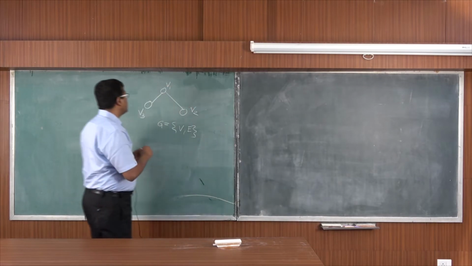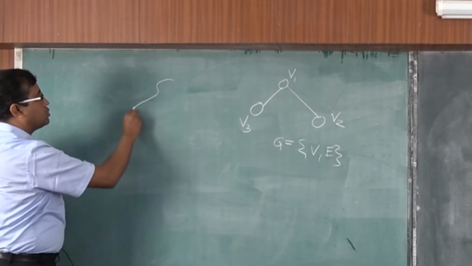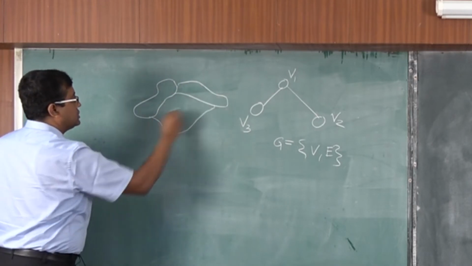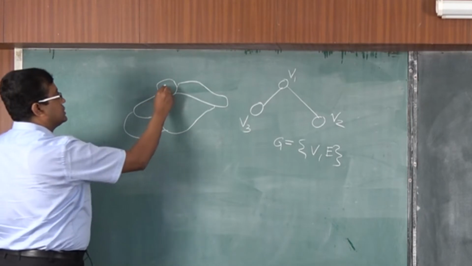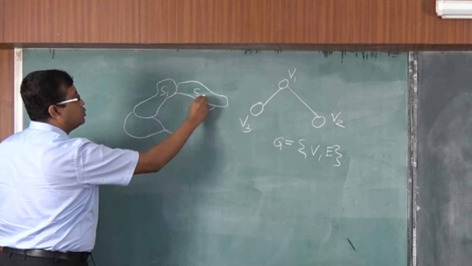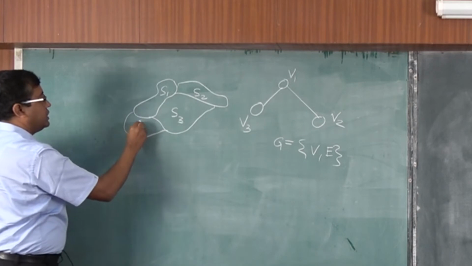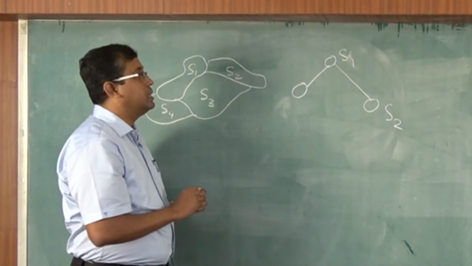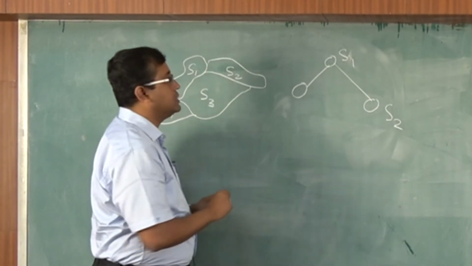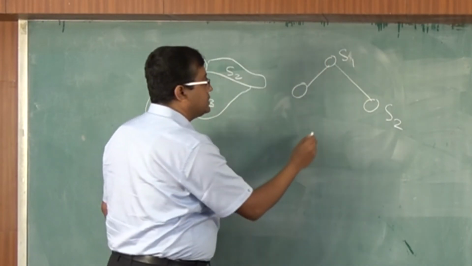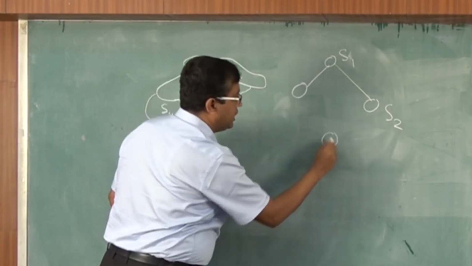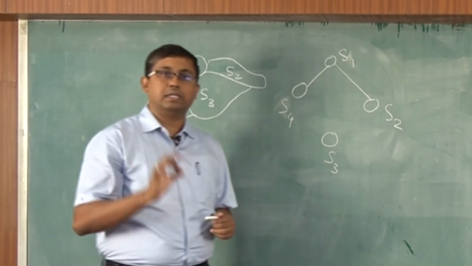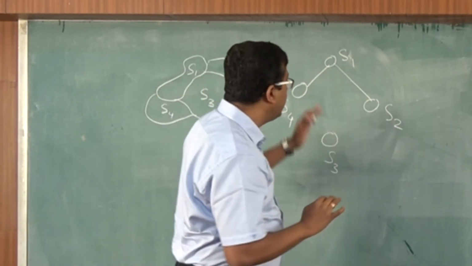Okay? So let me draw the map first. So I can draw it as something like this. There are, say, 4 states. There is a state 1, there is a state 2, there is a state 3, and there is a state 4. So I can have a graph with vertices S1, S2, S3 and S4. So these are the 4 vertices of the graph which represents the 4 states.